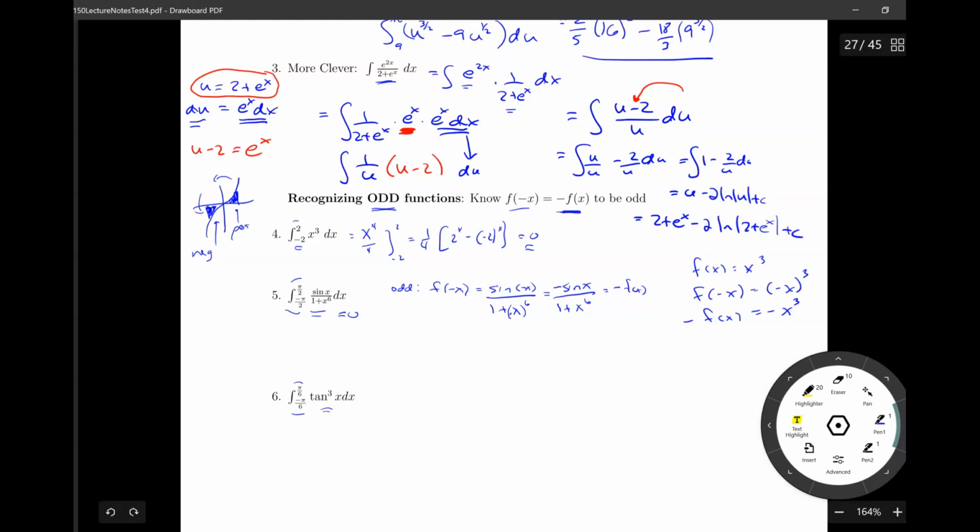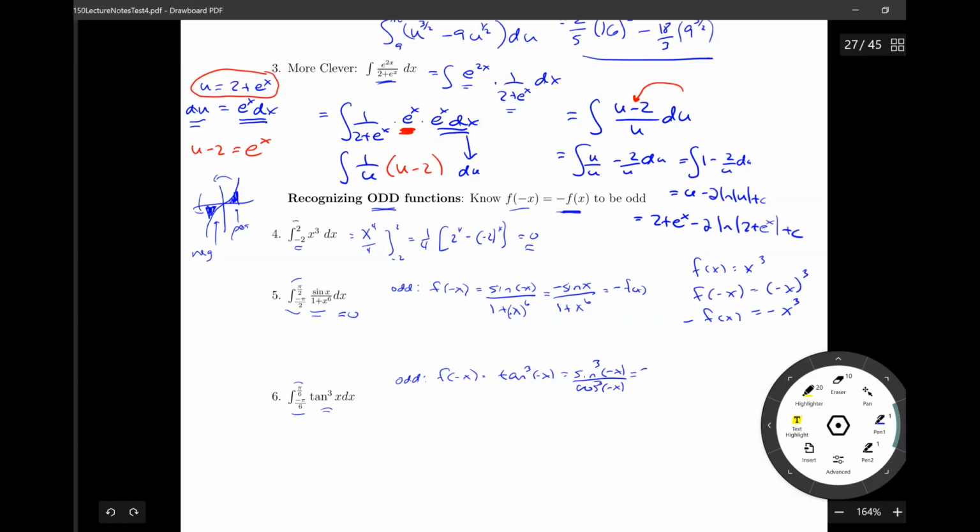I notice the limits are plus and minus of the same number. So I'm just going to check, is it odd? If I substitute in negative x, I get tangent cubed of negative x. So you might not know the property for tangent, but you know the property for sine and cosine.